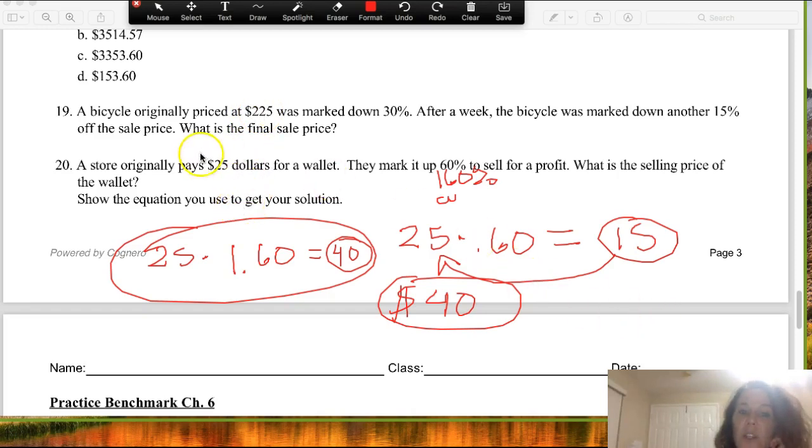So show the equation used to get your solution. Here's one equation. I could have done this. Here's another equation. And I could have done this. Both are correct. All right, guys, that's how you do Practice Benchmark Chapter 6.